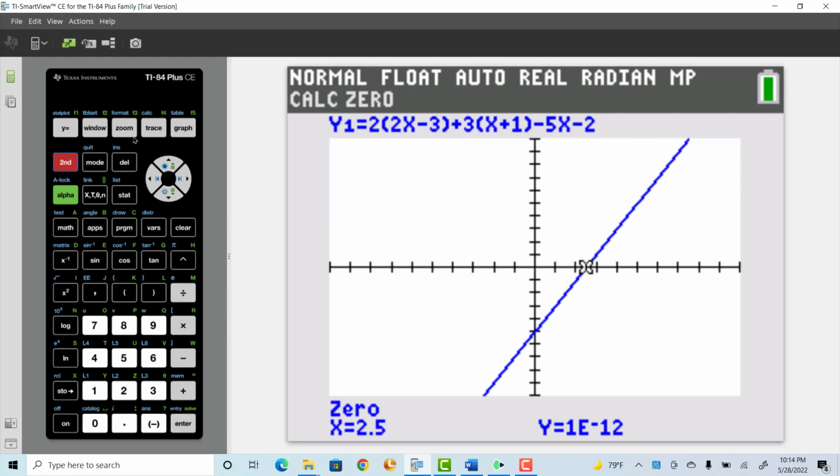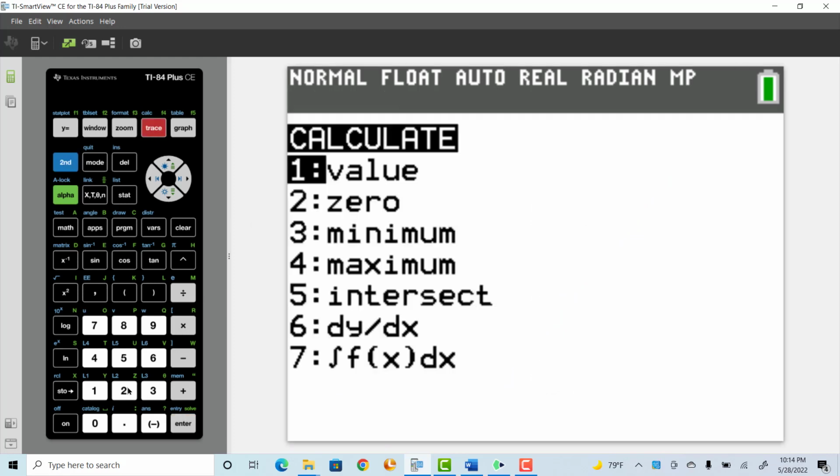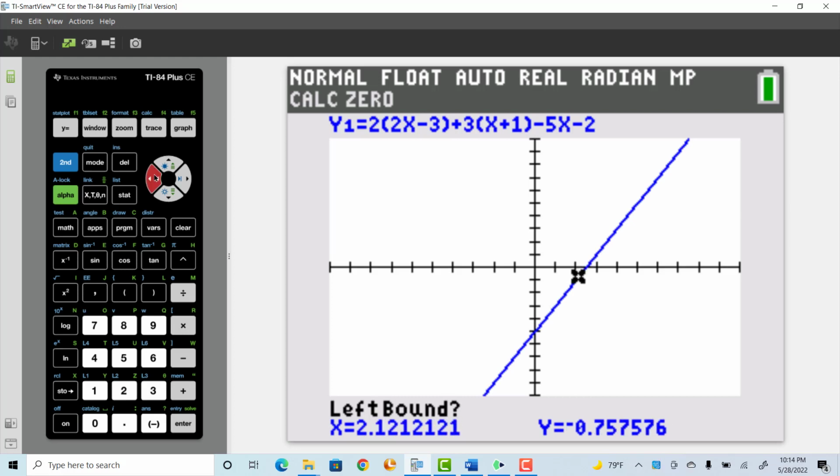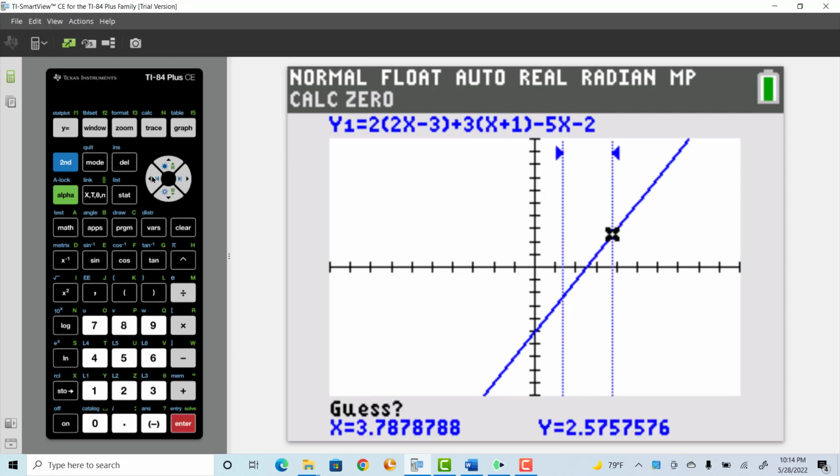Okay, I'm going to show you again very quickly. I did a calculate 0, right? And I have to pick a left bound, and then I have to pick a right bound. And again, in the description section of this video, there's a link to the calculator videos.